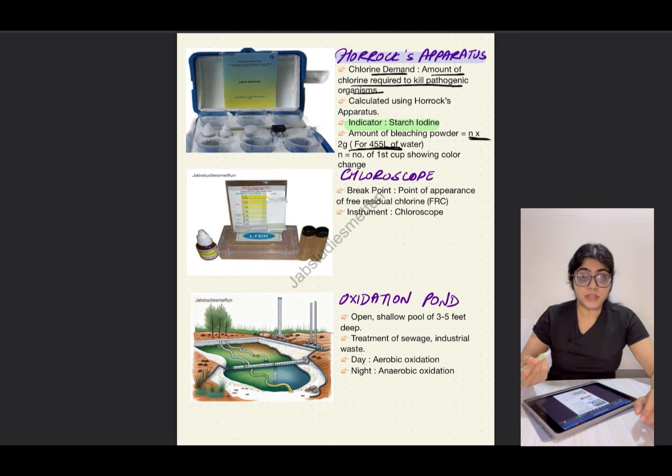So for example, if 2 cups are required to change the color of the reagent, then your n will be 2. So 2 multiplied by 2 grams, that is 4. So 4 grams of bleaching powder will be required to clean that particular sample of water, that is 455 liters of that particular sample of water.